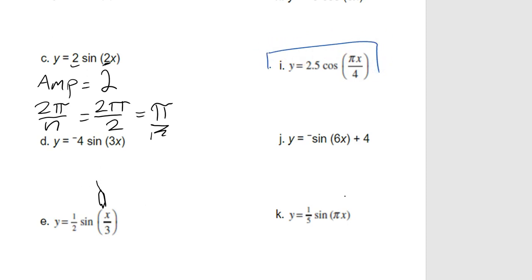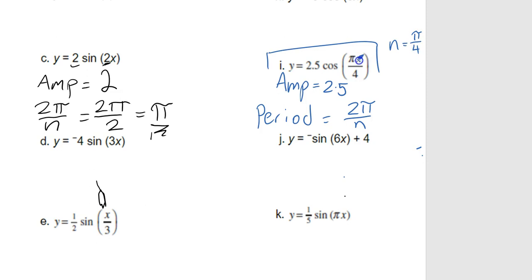Now there's an easy part to this and a more difficult part. The easy one is the amplitude. Once again, it's just a number out the front. So my amplitude is 2.5. The harder part is the period. So we want to find the period by 2 pi over n, which was fine in the last one, but this time n is pi over 4.